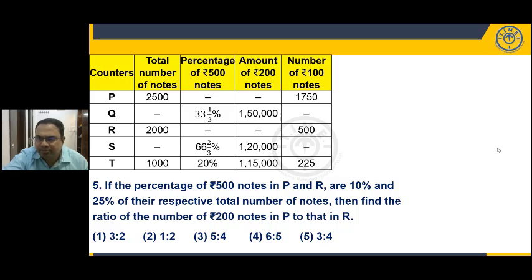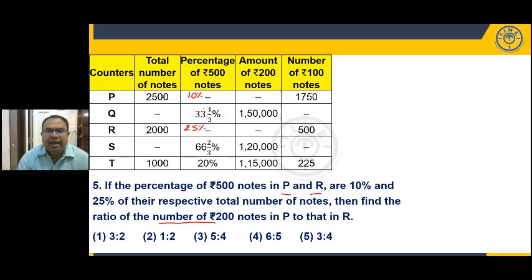Right, we'll discuss, ma. Okay. If the percentage of 500 rupee notes in P and R are 10% and 25% of their respective total number of notes, so in P, 500 rupee notes are 10%. In R, 500 rupee notes are 25% of the total number of notes. Find the ratio of number of 200 rupee notes in P to that of R.